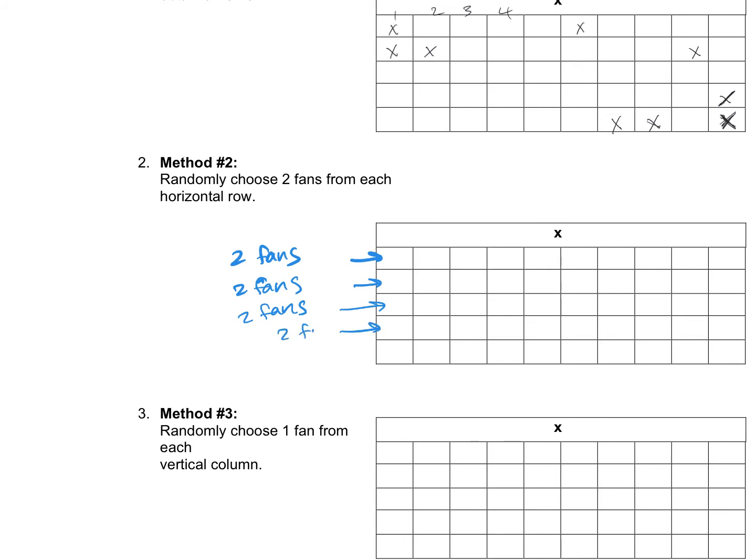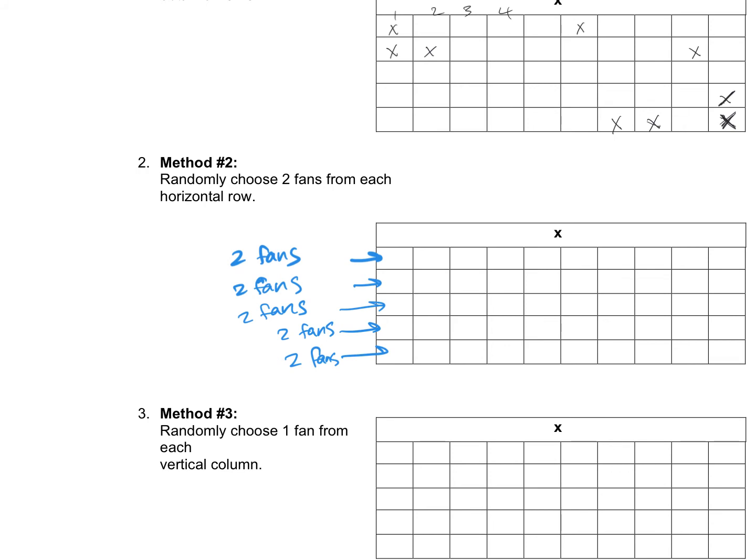And to select each of these, I'm going to draw names out of a hat. So it's still random. Okay? It's just random from each row.